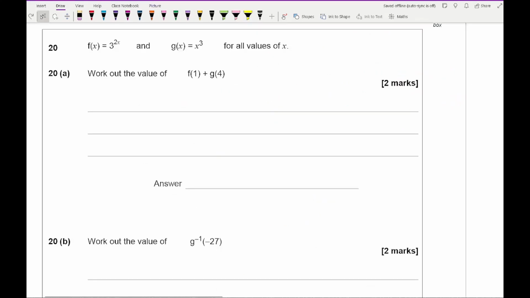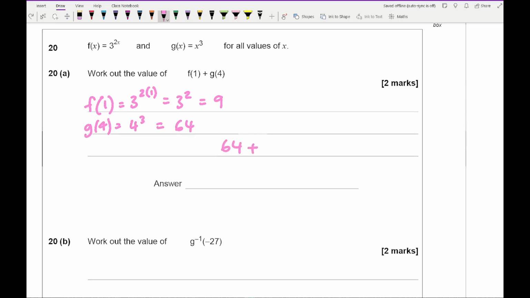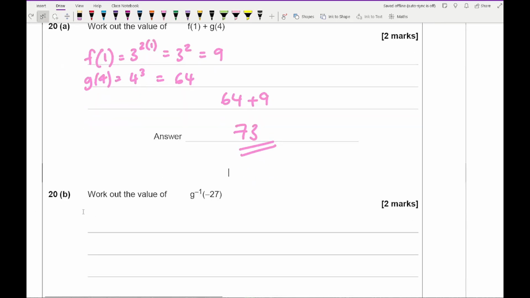Then moving on to question 20, it says f of x is 3 to the power of 2x and g of x is x cubed for all values of x. Work out the value of f(1) plus g(4). Well, f(1) is where we're substituting 1 into f of x, so that's going to be 3 to the power of 2 times 1, which is 3 squared, which is 9. g(4), we're substituting x equals 4 into it, so that's going to be 4 cubed, which is 64. So 64 plus 9 gives me an answer of 73.